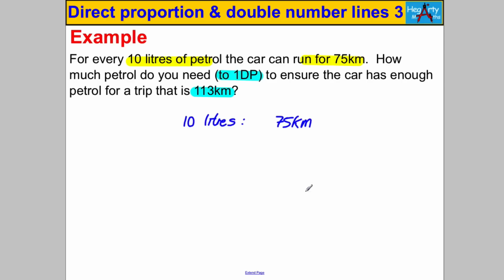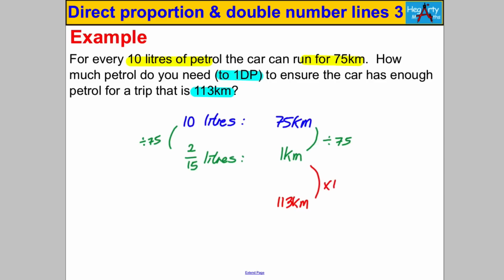So we want to work out how much petrol you need for 113 kilometers. It's not obvious how to scale up from 75 to 113, so let's first work out the unit rate. Let's work out how much petrol you need for 1 kilometer. So we're going to divide both sides by 75. Now when you do 10 divided by 75 on your calculator, it tells you as a decimal is 0.13 recurring. It is best at this stage, because you're going to use that answer, to leave it as an exact fraction right now, and we'll do all our rounding at the very end, alright? Don't round in the middle, round at the end.